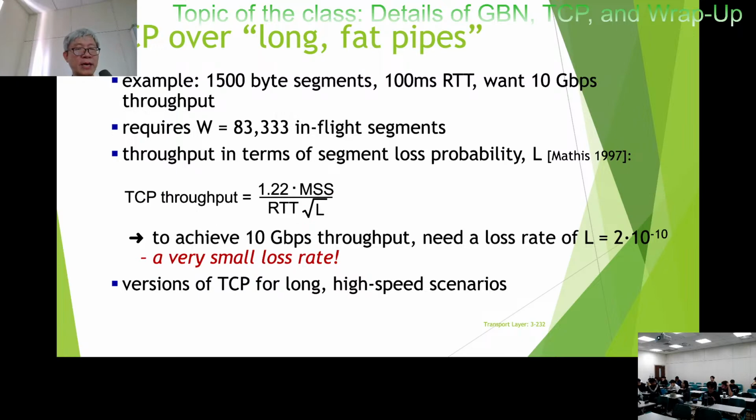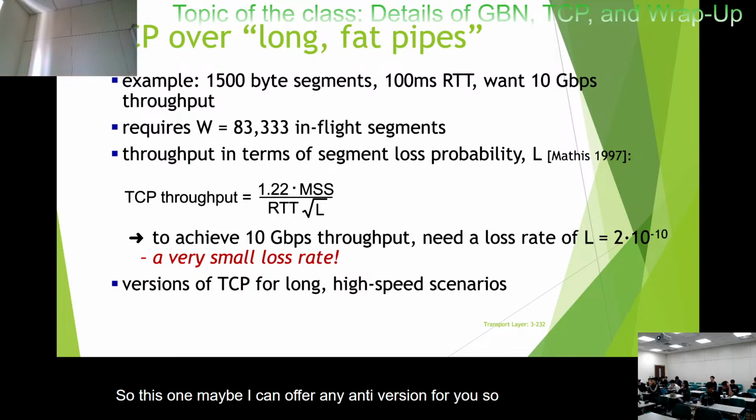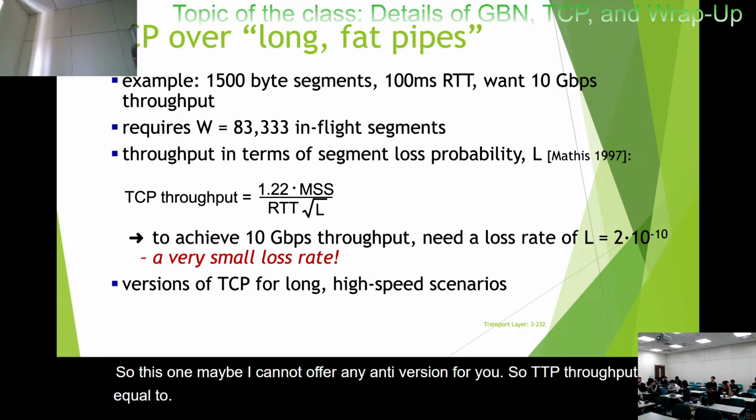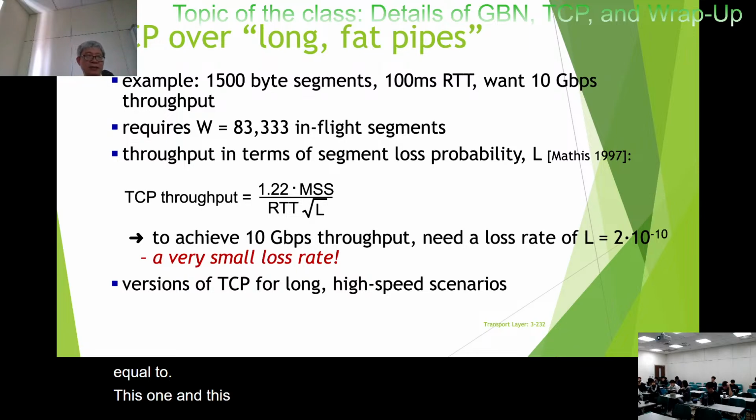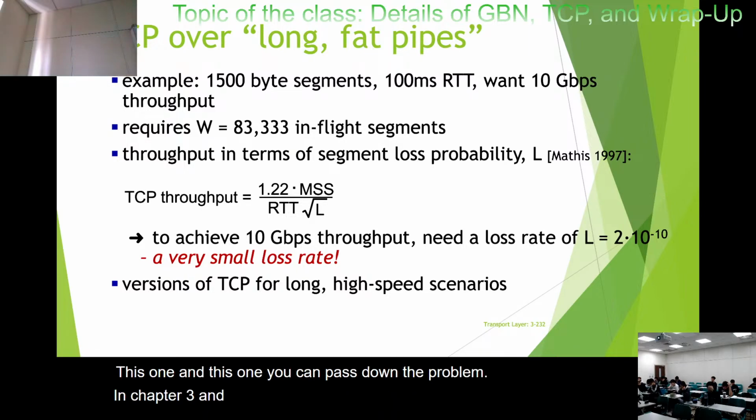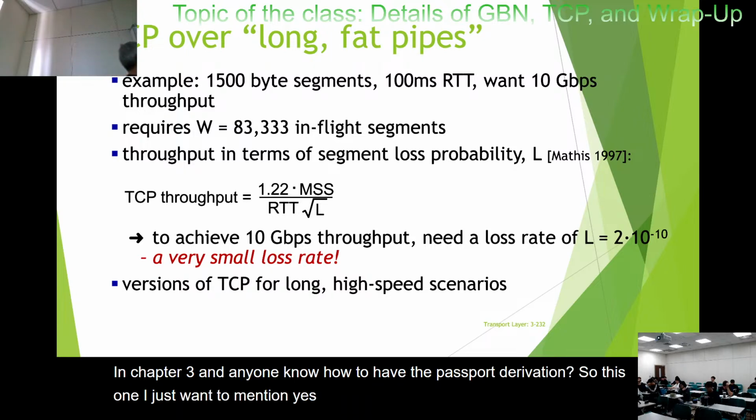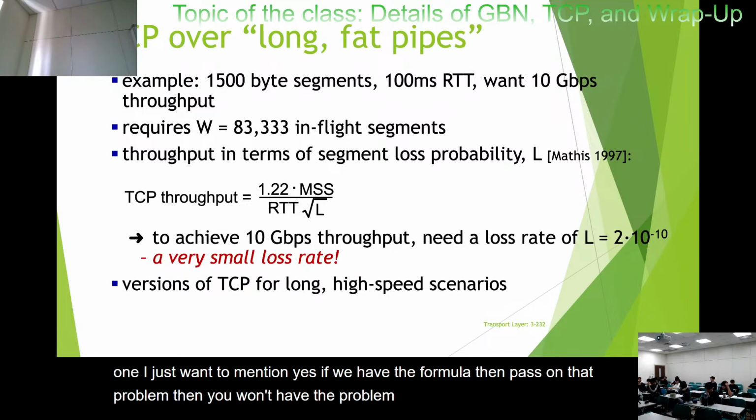Maybe I cannot give you any NPAT version for this one. So TCP throughput equals this. You can work through the problem in chapter 3 and then you will know how to get the possible derivation. I just want to mention that if we have the formula, then based on that problem, you will get the formula. If we base on this formula, then you can check this example.